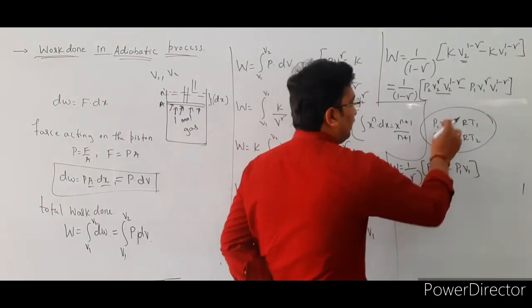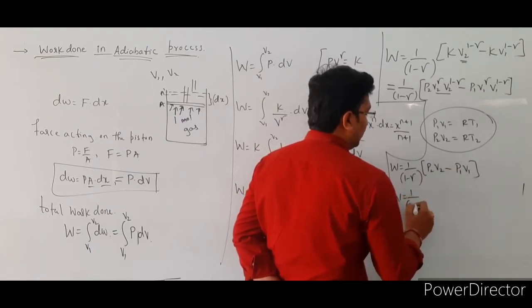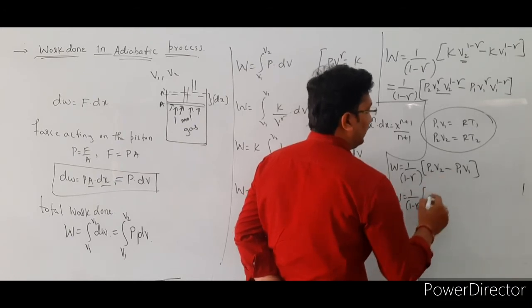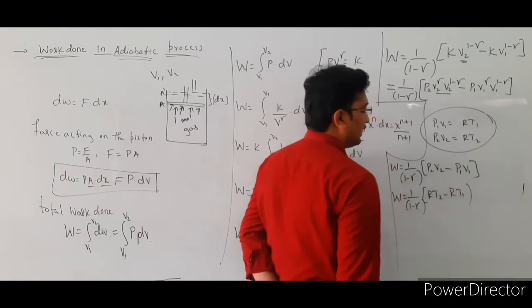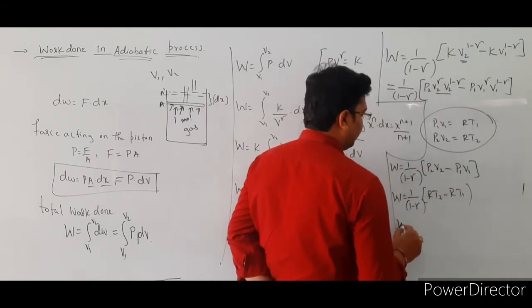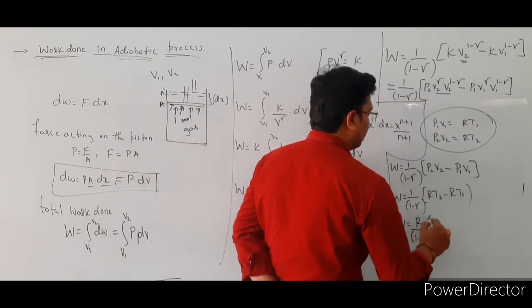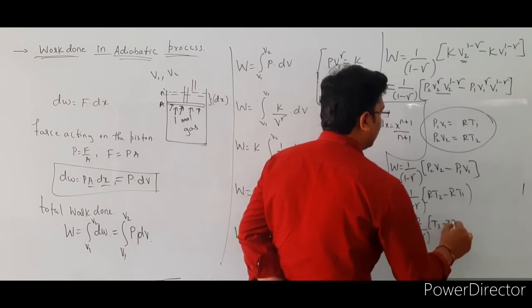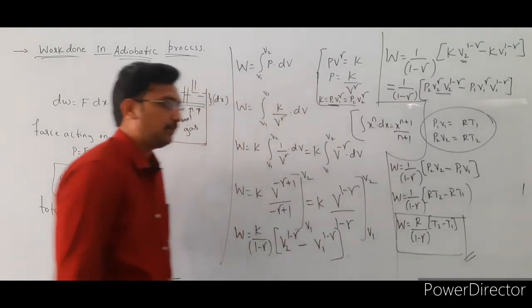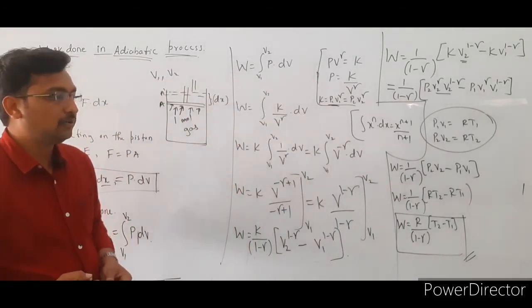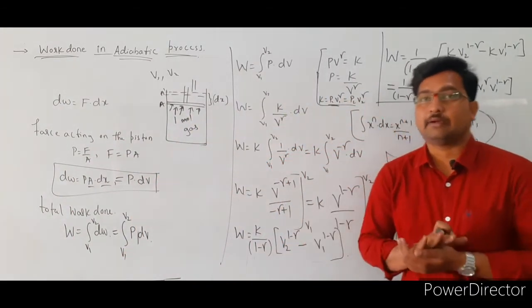So then substitute the P1 V1 and P2 V2 values in this equation, then work done is equal to 1 divided by 1 minus gamma bracket of P2 V2 value, that is RT2 minus RT1. Take R common, then work done is equal to R divided by 1 minus gamma bracket of T2 minus T1. So this is the final result, that is W is equal to R divided by 1 minus gamma bracket of T2 minus T1, right? So this is about the work done in adiabatic process.